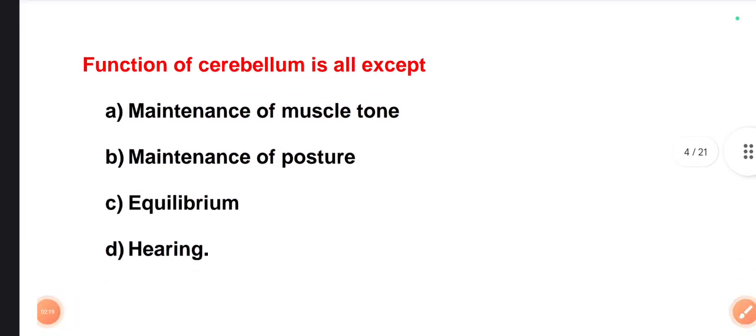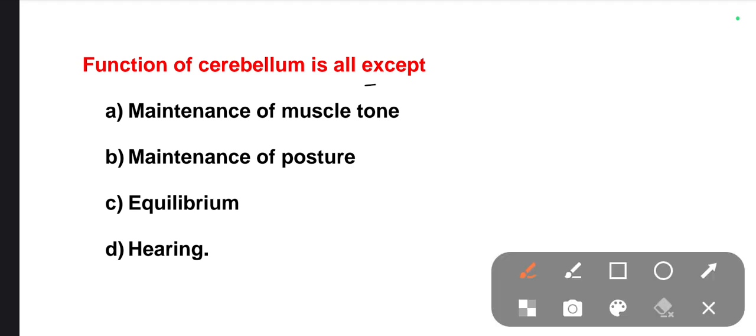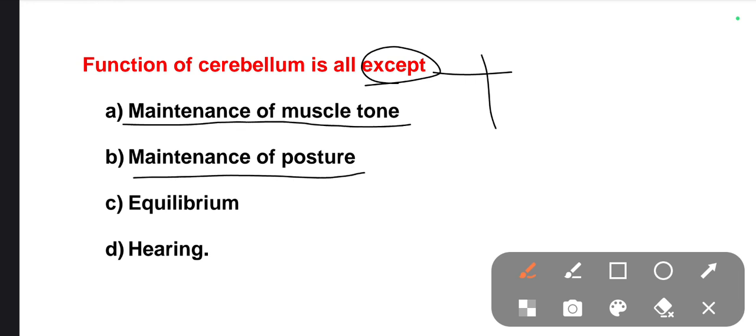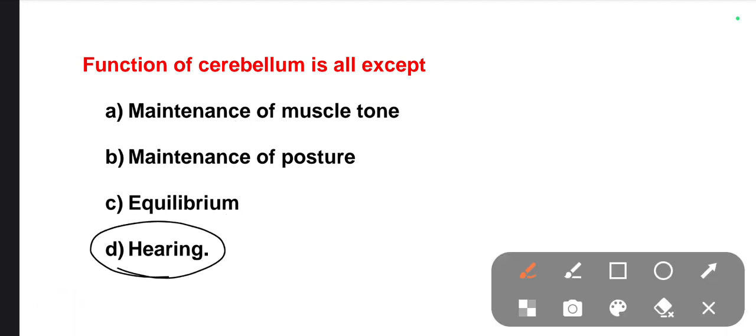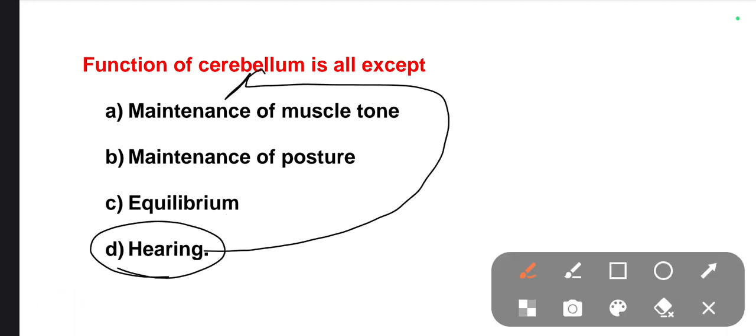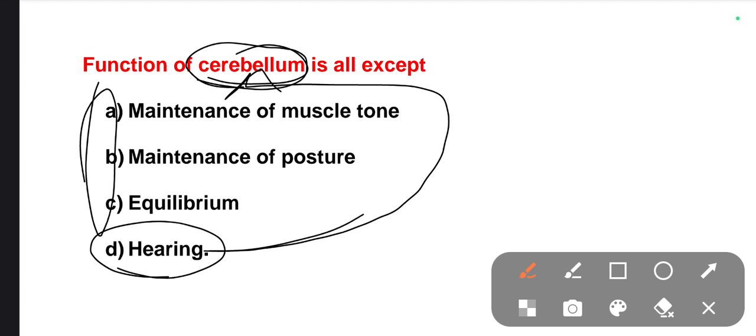The next question is: functions of the cerebellum are all except. Options are maintenance of muscle tone, maintenance of posture, equilibrium, and hearing. So the right one is hearing. Hearing is not a function of the cerebellum. These three functions are managed by the cerebellum. The right one is option D.